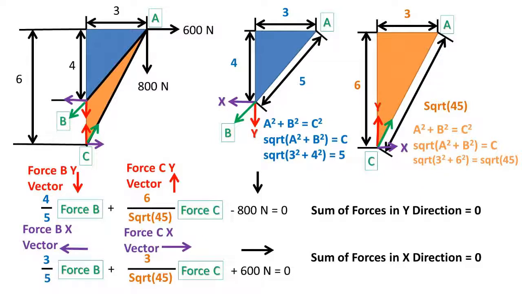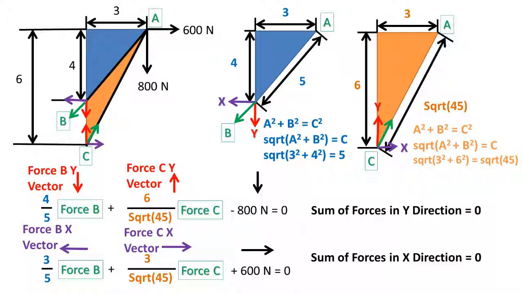Now, being this is a statics problem, which means there is no movement, the sum of forces in the x direction must also equal 0. So the length of the blue triangle of 3 over the hypotenuse of 5 times the force at B equals the force in the x direction at B. Similarly, the length of the orange triangle of 3 over the hypotenuse of the orange triangle of square root of 45 times the force at C equals the force at C in the x direction. Now in the x direction, we have a force going to the right, which is 600 newtons. This force will be added to the sum of forces in the x direction equation and set equal to 0.